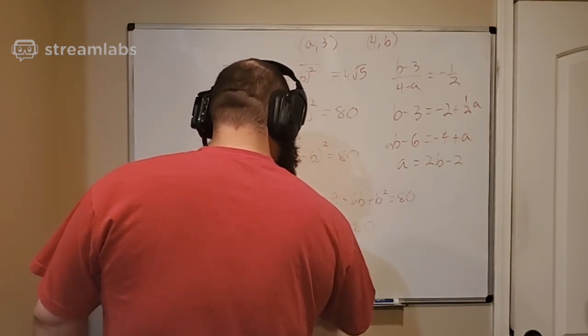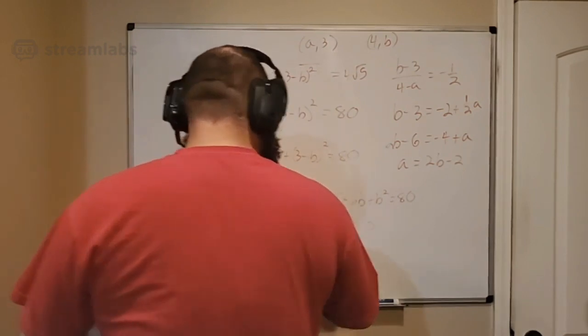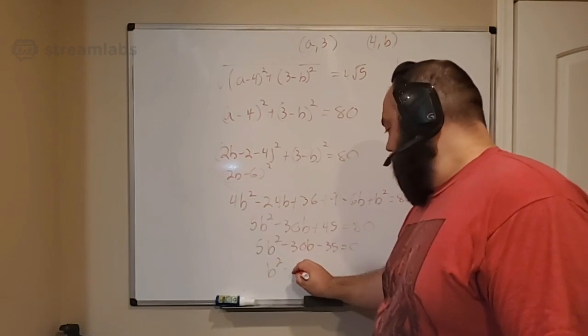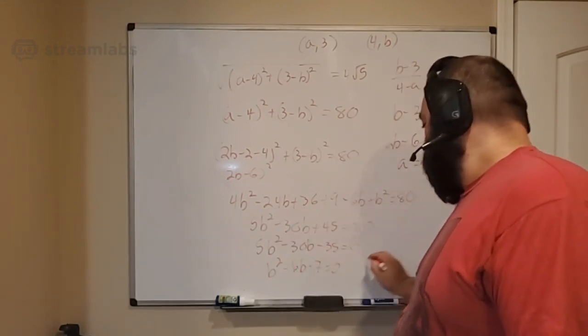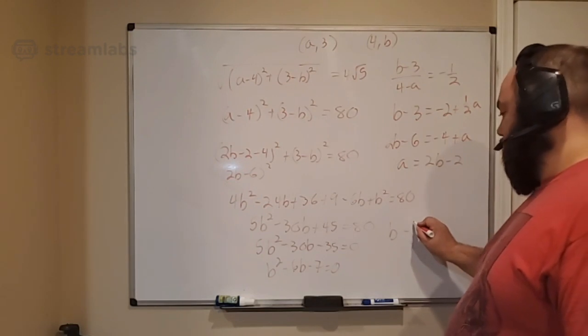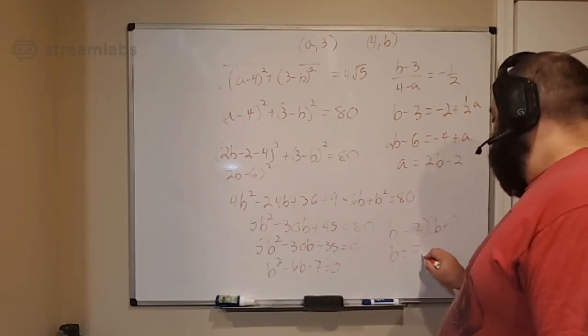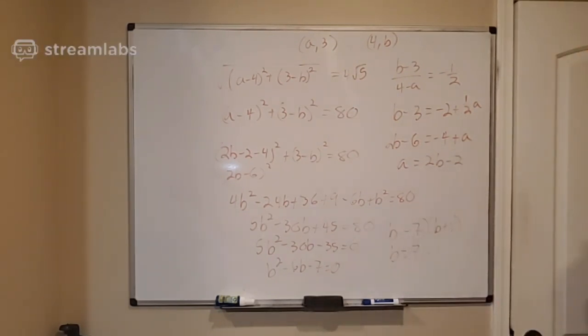So if you divide everything by 5, which makes your life real easy, you get B squared minus 6B minus 7 equals 0. So B minus 7 times B plus 1. So B equals 7, negative 1. Everybody follow the rest of the work I did there? Anybody have questions on what I did?